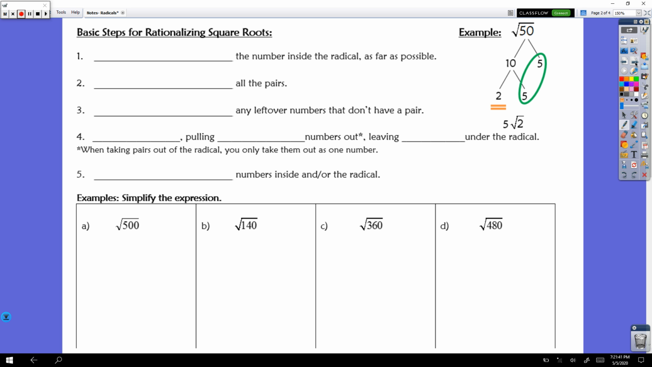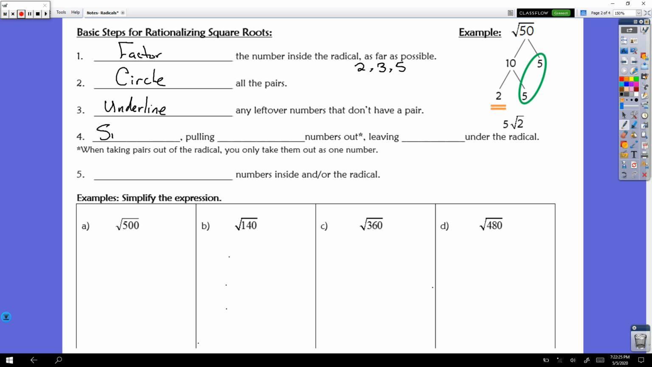So now, let's look at the basic steps for rationalizing square roots. Step 1, we want to factor or break down the number inside the radical as far as possible. When I do this, I like to break it down by 2s, 3s, or 5s as much as possible. It seems to make it a little bit easier. Then I want to circle all the pairs, so all the like numbers. Then I'm going to underline any leftover numbers that don't have any matching pairs.